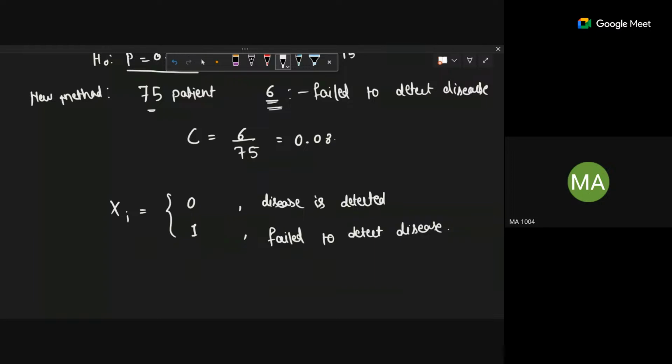If this kind of situation is there, how will you calculate the probability, the possibility of error in that case? There were 75 people, and out of them, for 6, your machine failed. So I took 6 upon 75. Is it fine? Just tell me, is it fine till now?